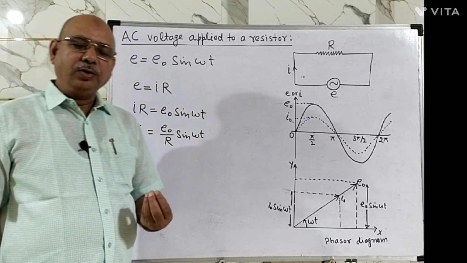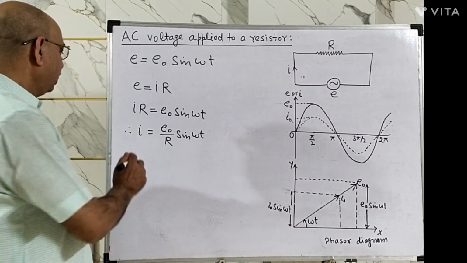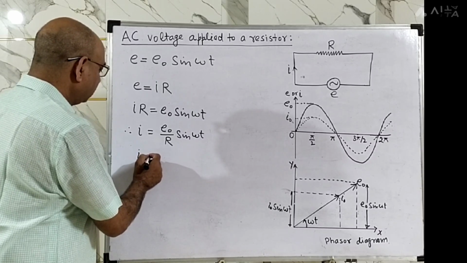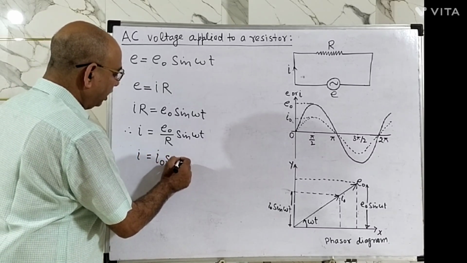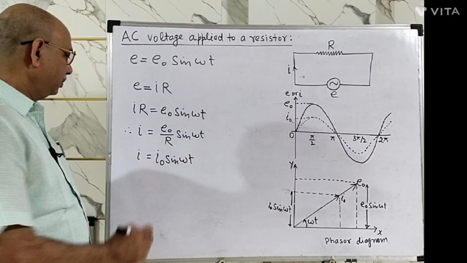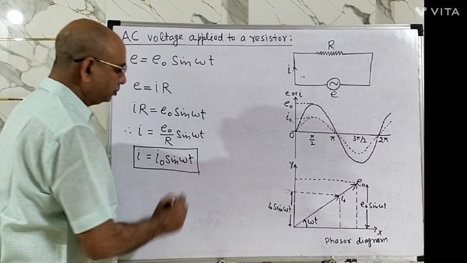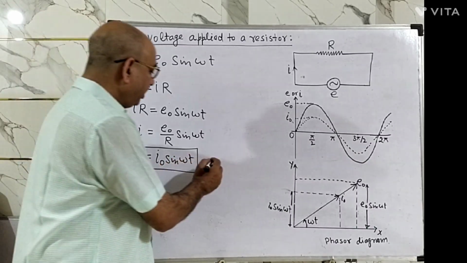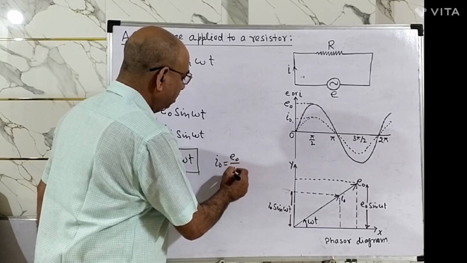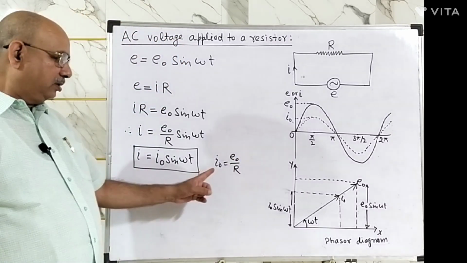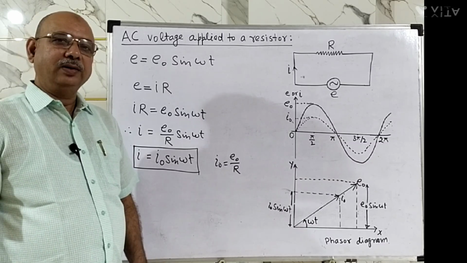From Ohm's law, we know that I is equal to V upon R. We write it as instantaneous value of the current I is equal to I naught sine of omega t, where I naught is equal to E naught divided upon R, and this is the peak or maximum value of the alternating current.